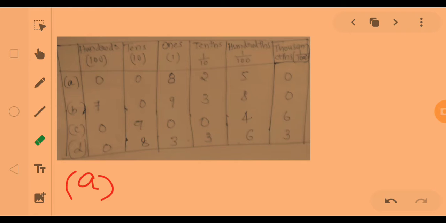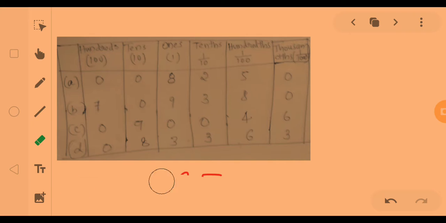The first number, you can see the places: hundreds, tens, ones, tenths, hundredths, thousandths, and so on. The first number starts from the ones place. The ones place is 8. After the ones place, all to the right side are decimal places, so we insert a decimal point. Then the tenths place digit is 2, and the hundredths place digit is 5. So the number we write is 8.25.